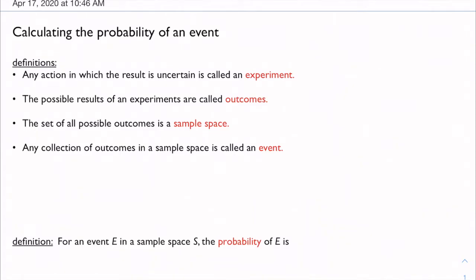All right, so in this section, we're starting to talk about probability. And we're going to start by talking about just how to calculate the probability and what it means. So we'll start with some definitions.